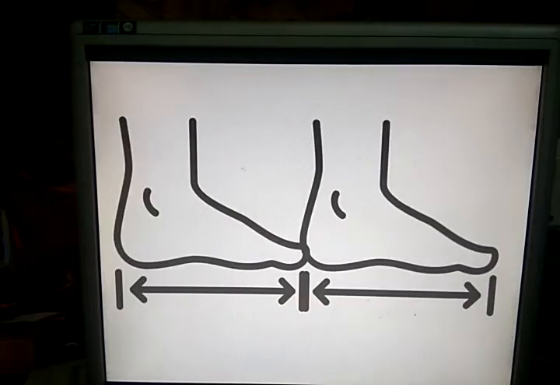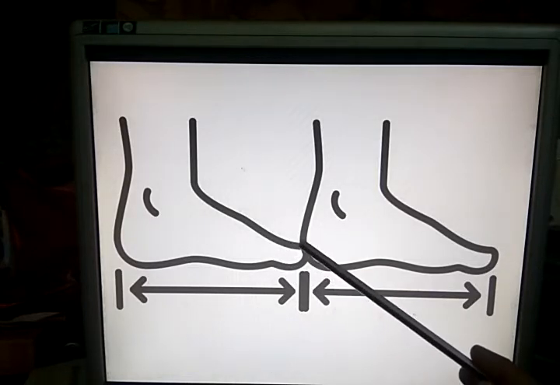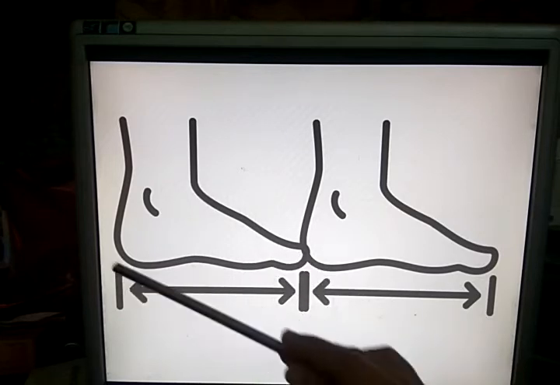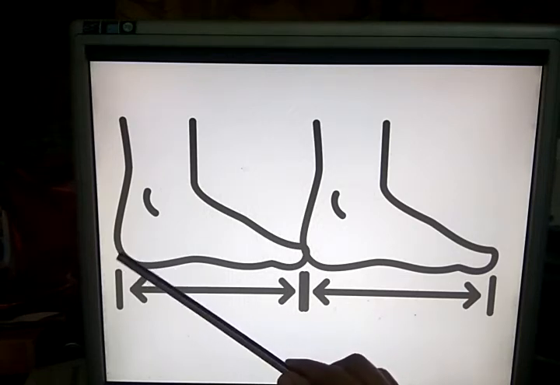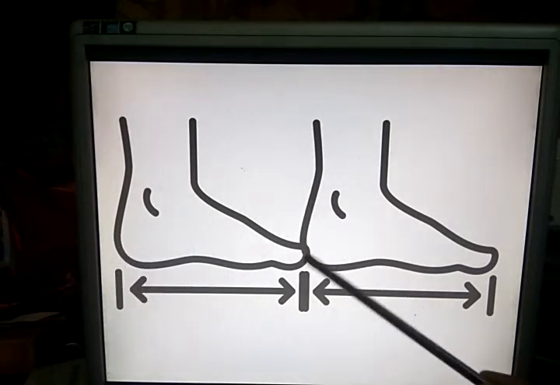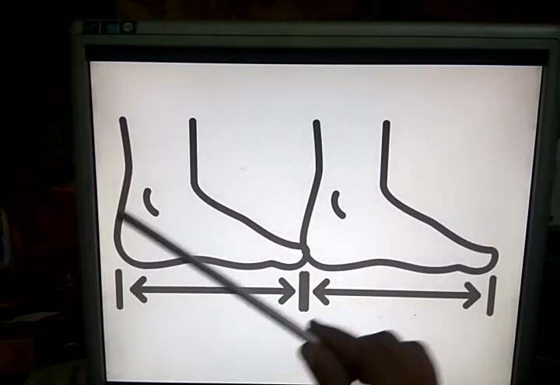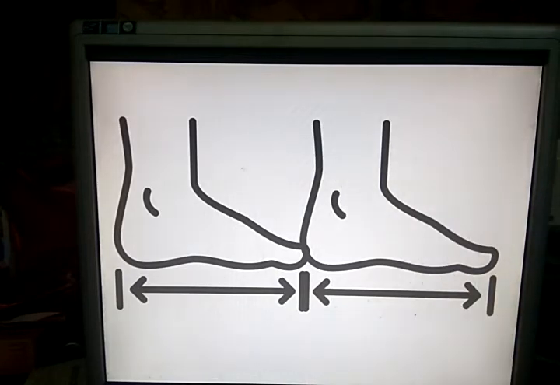foot span. What is foot span? Foot span is the length from the tip of the toe, first toe or big toe, to the heel of the foot. You can see the distance from the tip of a big toe to the heel of the foot. And how you will measure the length with the foot span? See, your both feet you have to keep like this, close to each other.